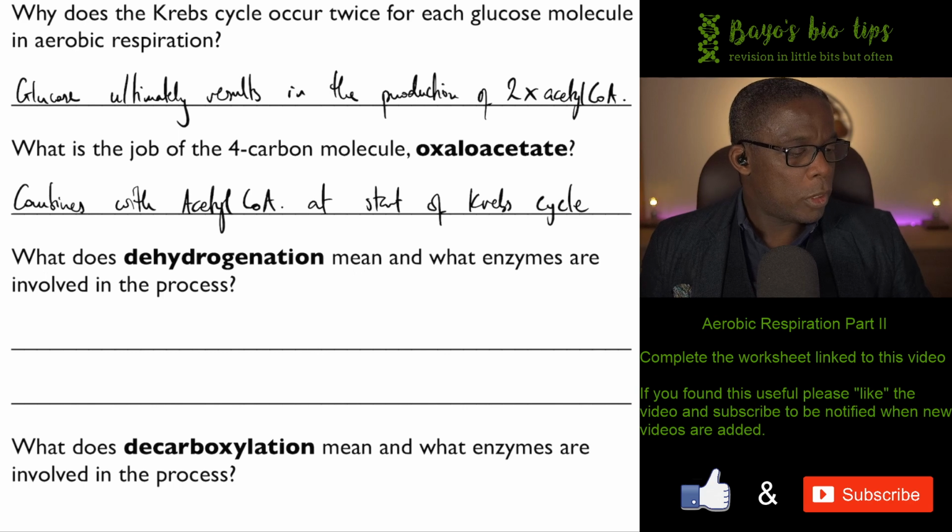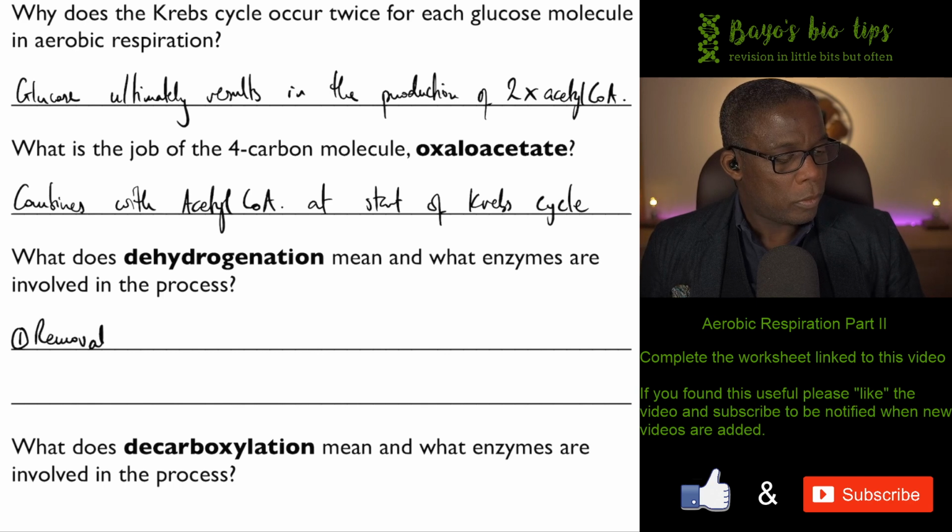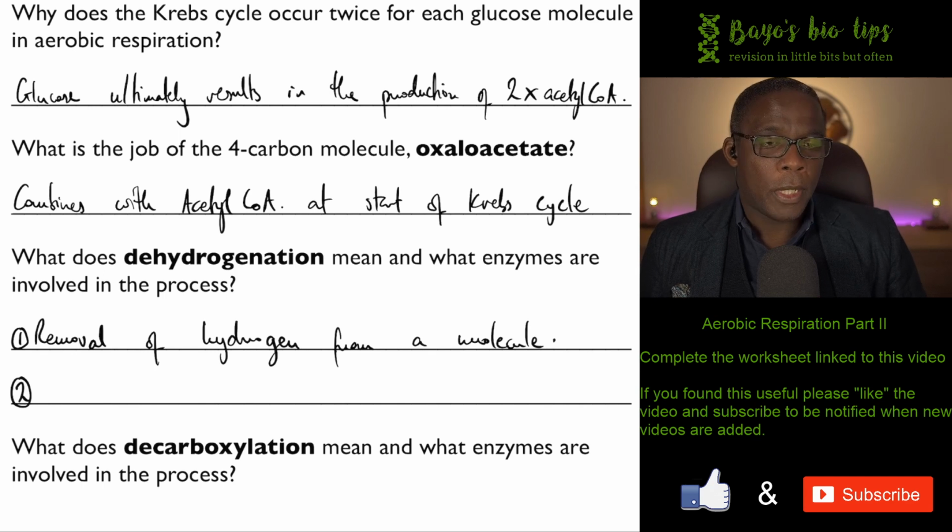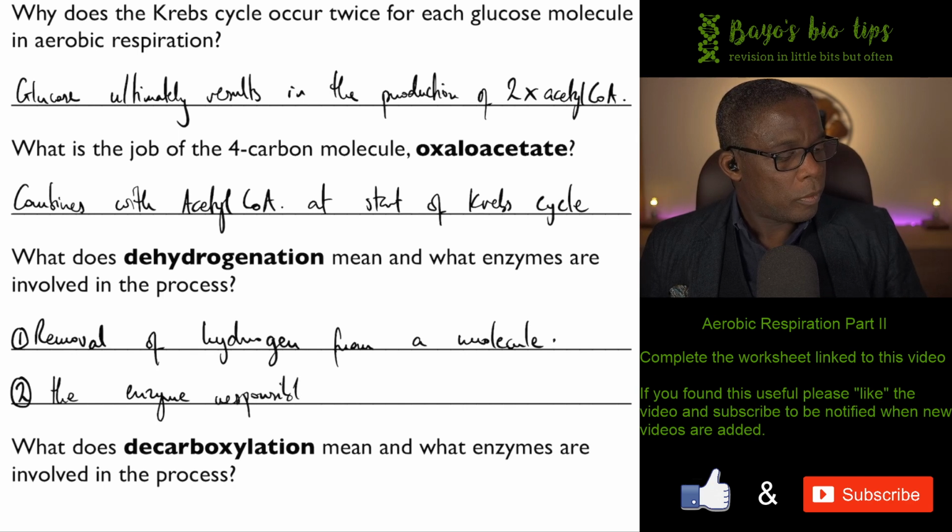Okay, so what does dehydrogenation mean and what enzymes are involved in the process? So it means the removal of hydrogen from a molecule. And the enzyme, unsurprisingly, is a dehydrogenase. So the enzyme responsible is a dehydrogenase.